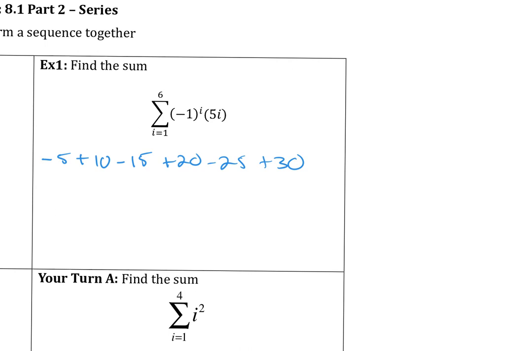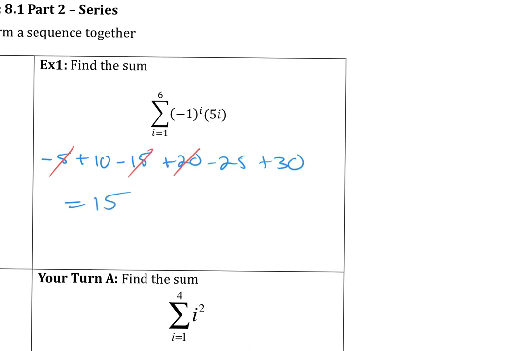Now what we're going to do is we're going to go ahead and add them together. Now something that kind of helps here, or maybe doesn't, depending on how you look at it, is I've got some opposites here, like -5 and -15 will cancel out with this 20. And then 10 plus 30 is 40. 40 minus 25 is going to end up being 15, which is our sum for our series here.